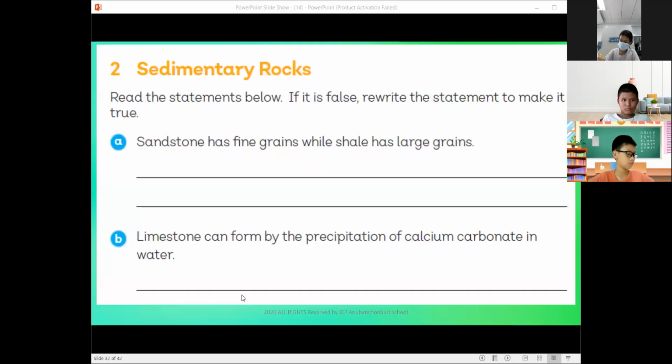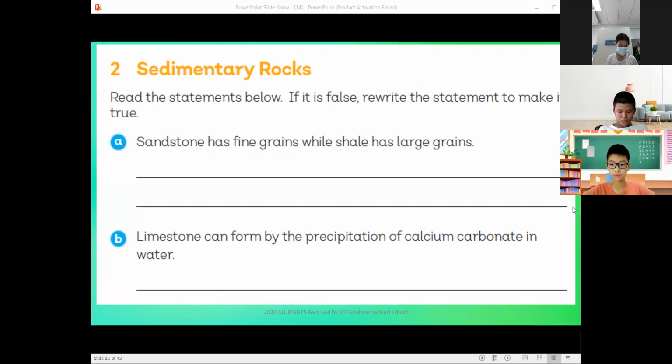So I want you to take a look here. Read the statements below. If it is false, rewrite the statement to make it true. This is not found in your book. Are we going to copy this in our notebook, Teacher Edward? No. I want you to turn on your microphone and answer it along with your classmates. If it is false, we're going to make the sentence correct. If it is correct, no need to do anything.